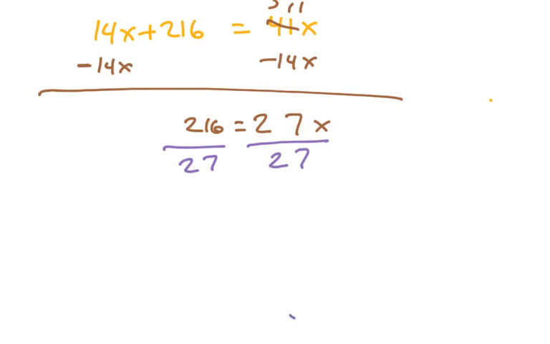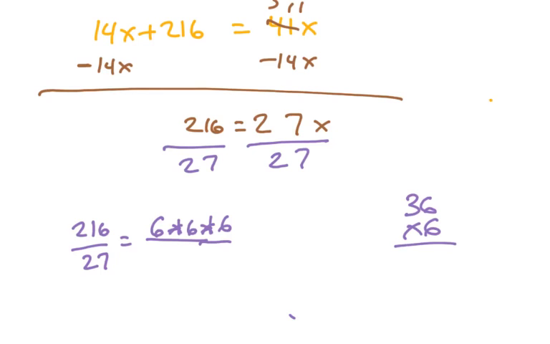So what is 216 over 27? You could use a calculator to simplify it, but that's too easy for me, so I'm going to break this down. So 216 is 6 times 6 times 6. Just to prove it, 6 times 6 is 36. 36 times 6 is going to give me 3 times 6 is 18 plus 3 is 216. And then 27 is 3 times 3 times 3.